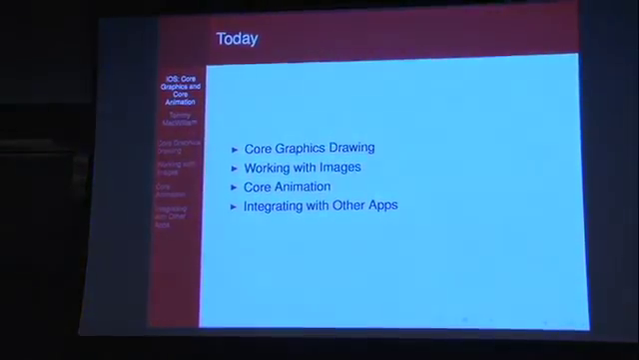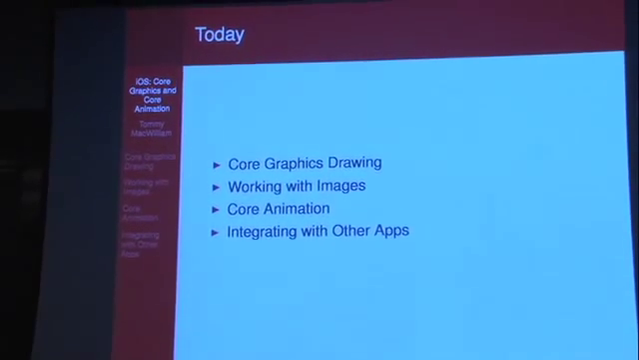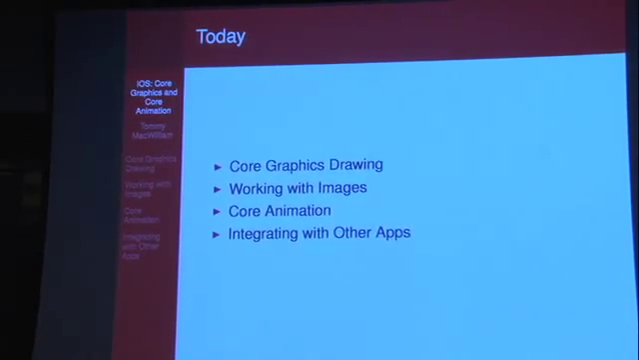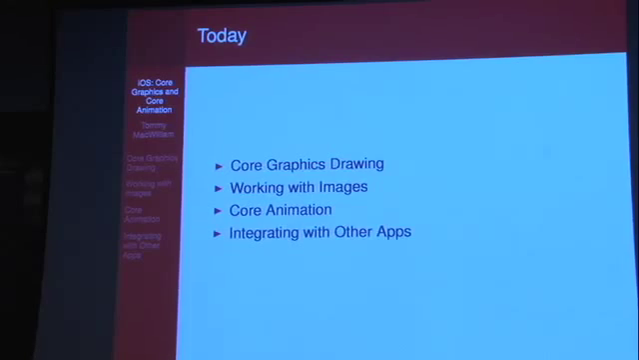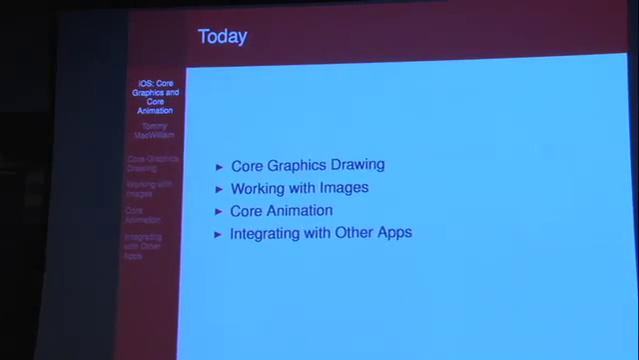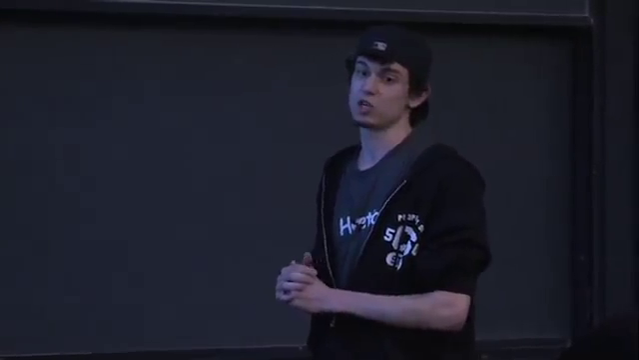We'll first cover what Core Graphics is, and how we can draw simple images, gradients and shadows. Then we'll take a look at working with images via various Objective-C classes, and how to animate things on the screen, both implicitly and explicitly. And finally, as a little bit of a tangent, how you can integrate your app with other apps on the device, where other apps can call your app or your app can integrate with other apps. So both directions there.